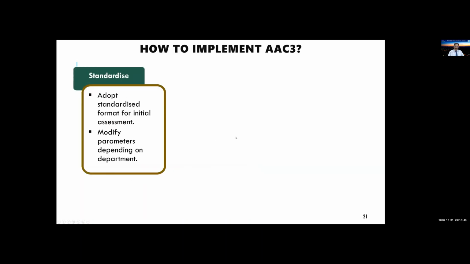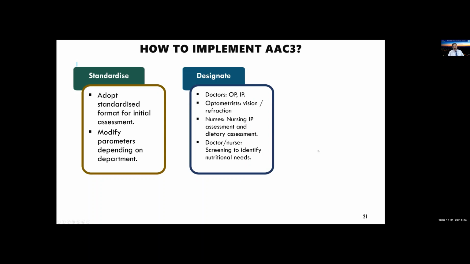So how to implement this? You need to have a standardized format for initial assessment. And depending on the department, like retina, cornea, or refractive services, or even pediatric ophthalmology services, or oculoplasty, you need to modify the parameters. So you should have designated doctors, both in the OP and IPD, as well as optometrists trained in that particular specialty, and also nursing people who can do nursing assessment as well as dietary assessment.